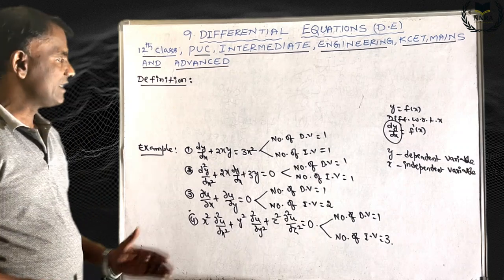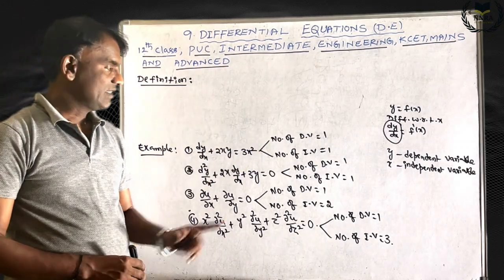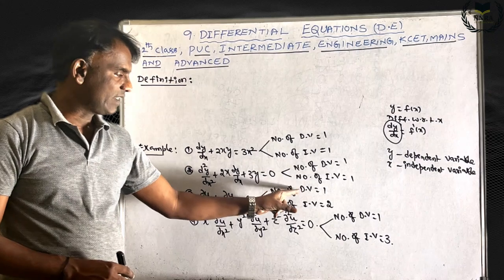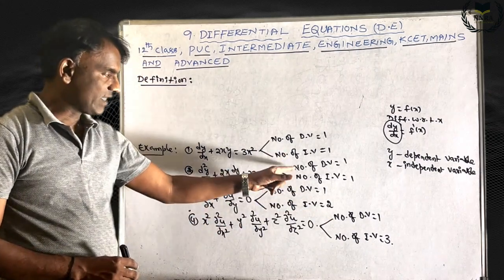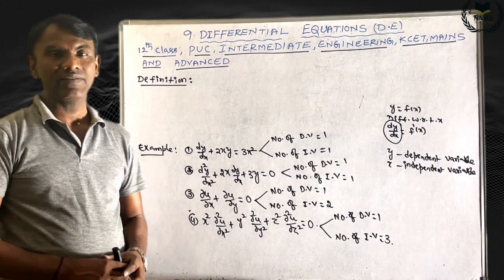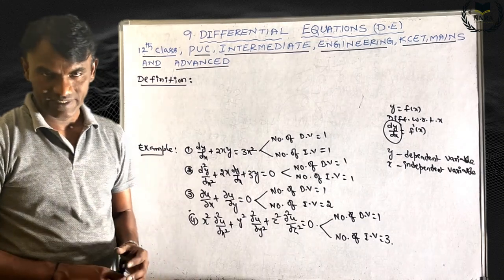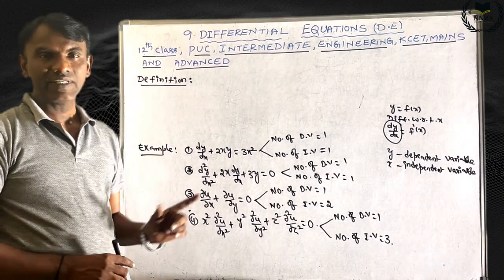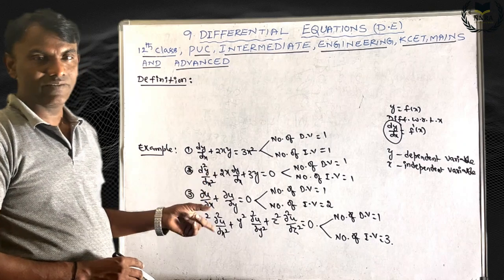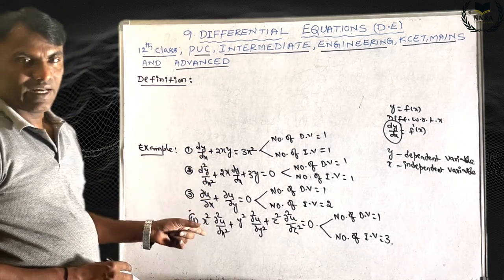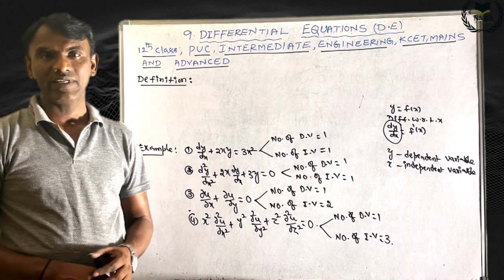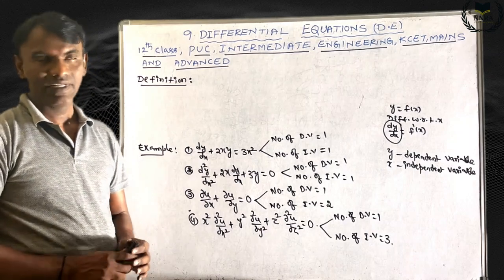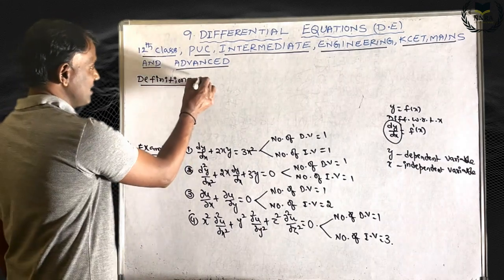Definition: an equation involving one dependent variable and its derivatives with respect to one or more than one independent variables is called a differential equation. What is the definition? An equation involving one dependent variable and its derivatives with respect to one or more than one independent variables. Okay, so now I am writing the definition.